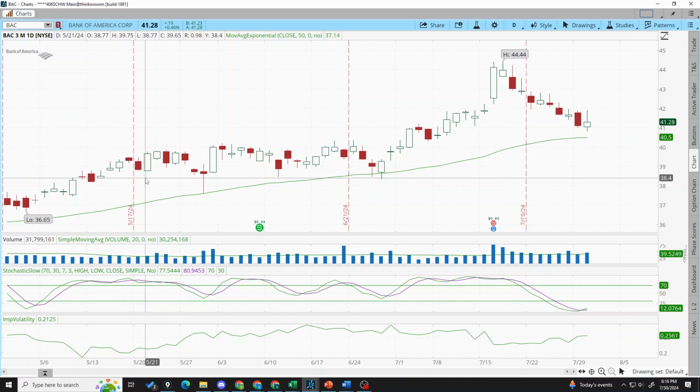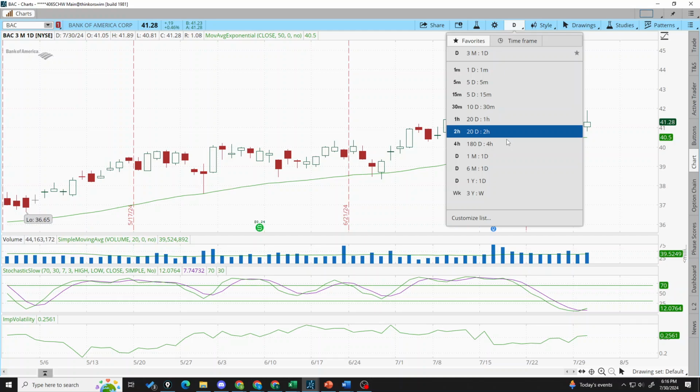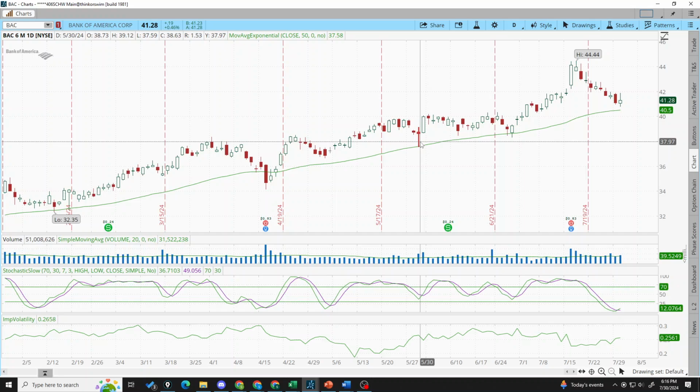Yeah, let's go to the market first. Let me get back to 6 months. Okay, so how are you trading? That's the first thing. How are you trading? Now, that's a loaded question. Under control? That's a good answer. Trading well? I'm trading well.